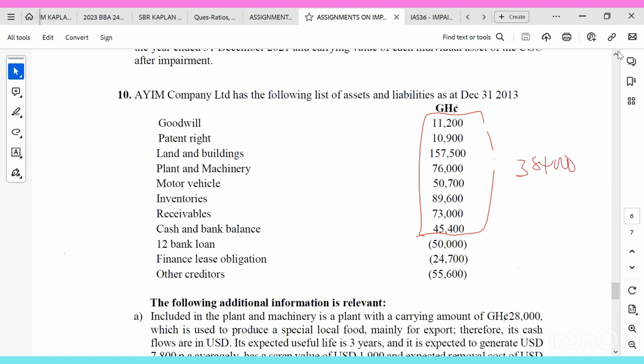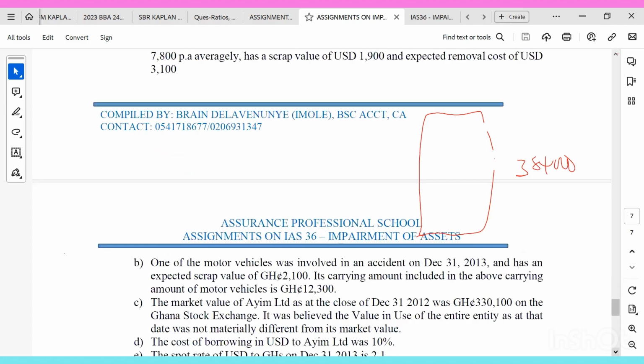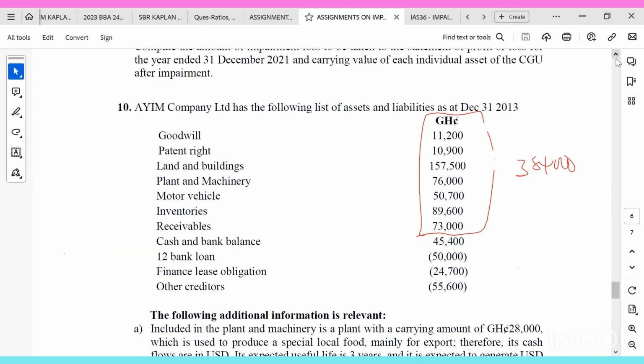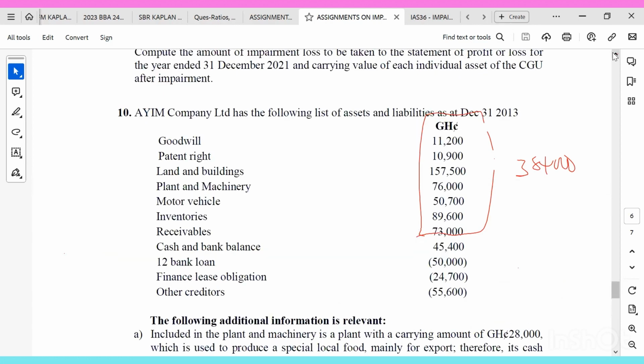384,000. Okay. So the question now is, what is the recoverable amount given to us? That was given to us somewhere here. 310,100. So that was 310,100. So this is the carrying value and this is the recoverable amount. What will be the difference? What will be the impairment? 53,900.